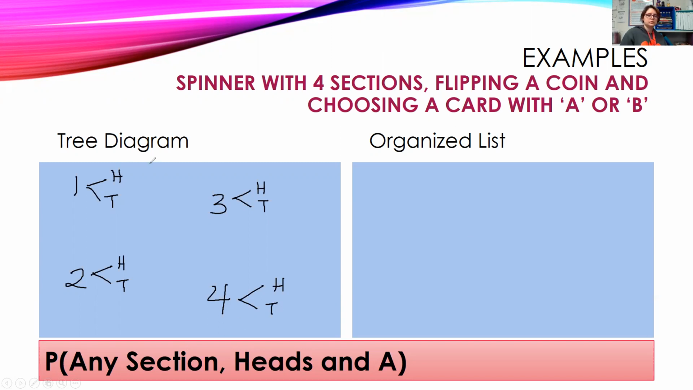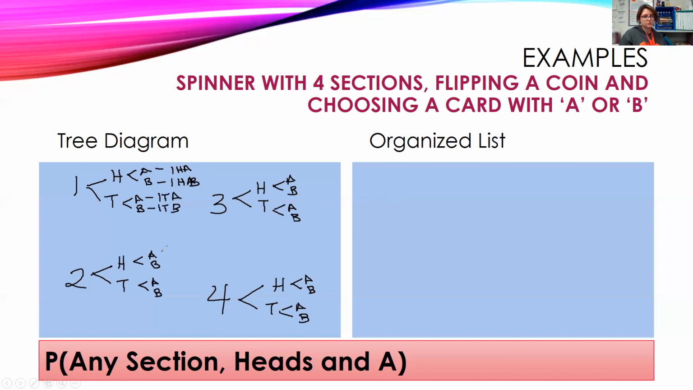And then next is choosing a card A or B. So I need to now draw branches off each of my coin flip outcomes and show card A or card B. And then the final part would be to fill in my sample space, which is to follow the branches and give what the actual outcome for each one is. So for my 1 tree, I have 1HA, 1HB, 1TA, 1TB, and so on and so forth.